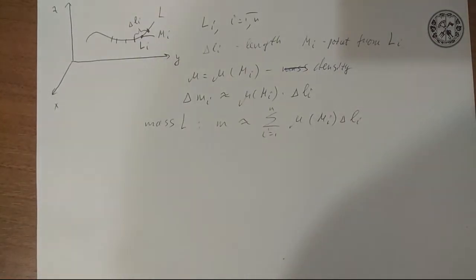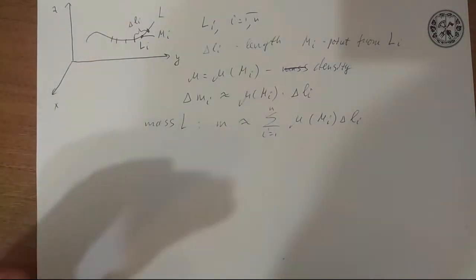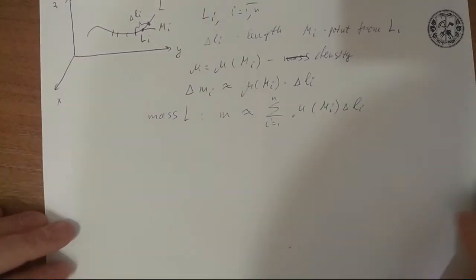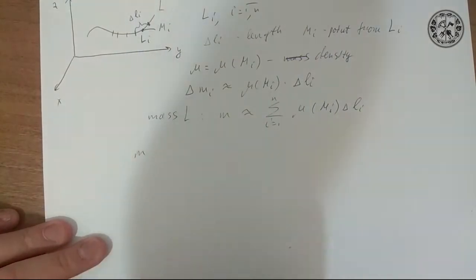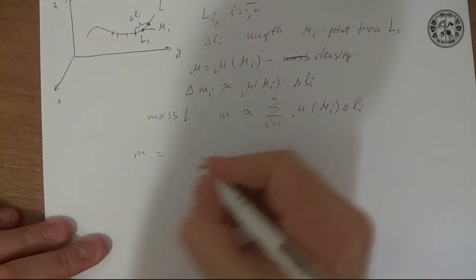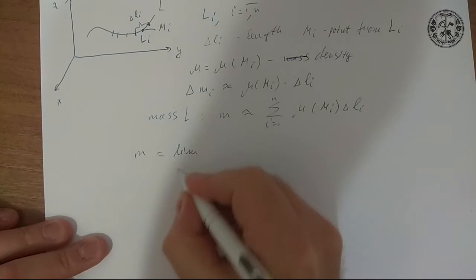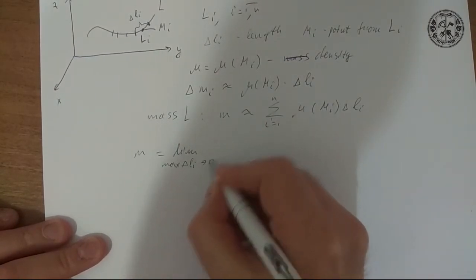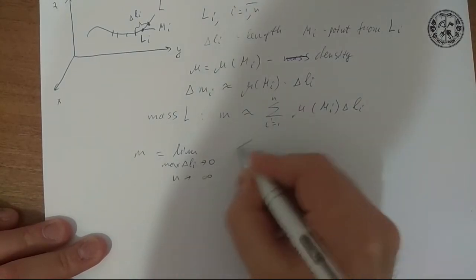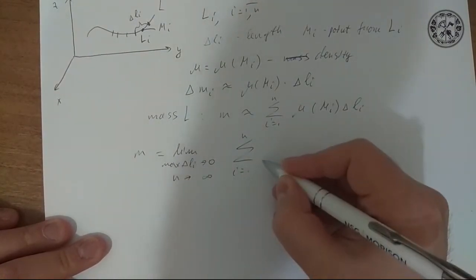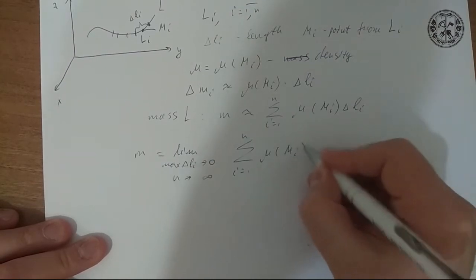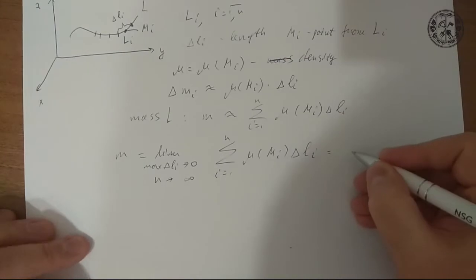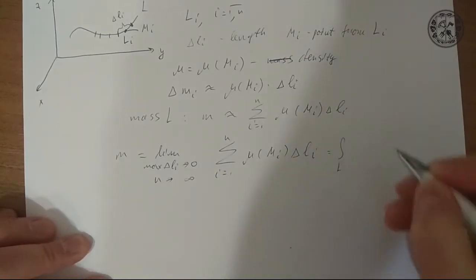And if we make these elements very small and we make number of elements tend to infinity, then we'll have exact mass of this curve, which will be limit, as maximum delta Li tends to 0 and n tends to infinity, of sum i from 1 to n, mu of Mi delta Li. And this sum is called line integral of first kind.